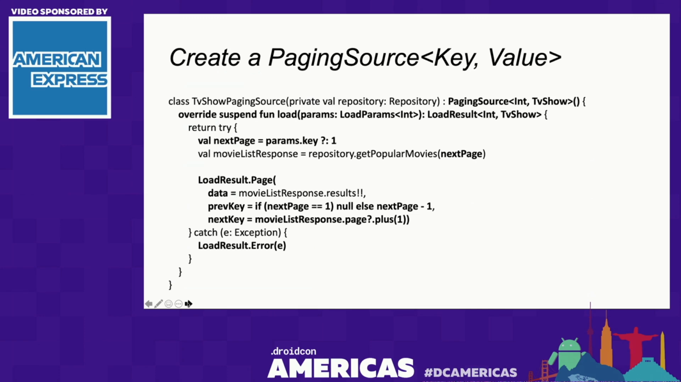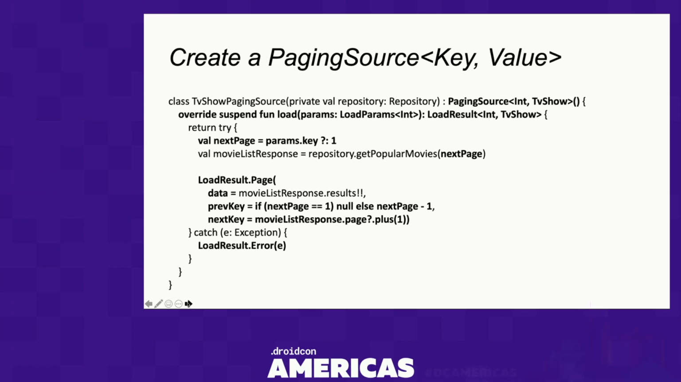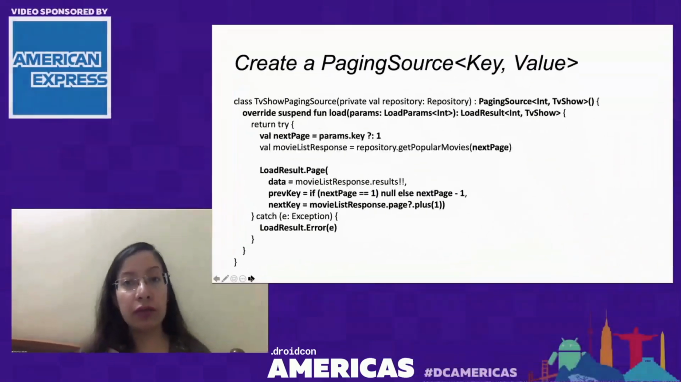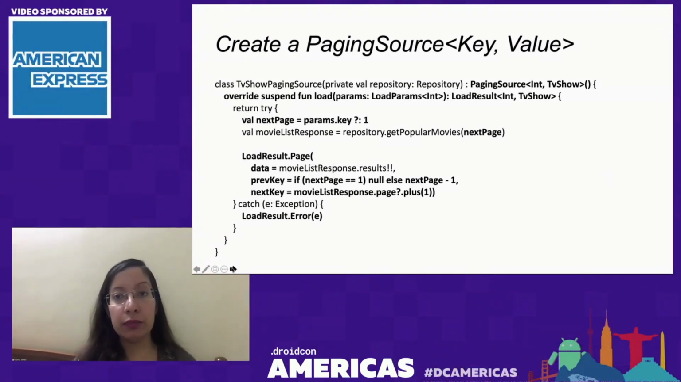So first, we need to create a paging source. You need to create a class which extends PagingSource, and it needs to have the key and value. The key is basically the type of data you want to get your result with. Here we are fetching the data through pages, so the key will be an integer, and the value will be what we are fetching. In this case, we are fetching a TV show.